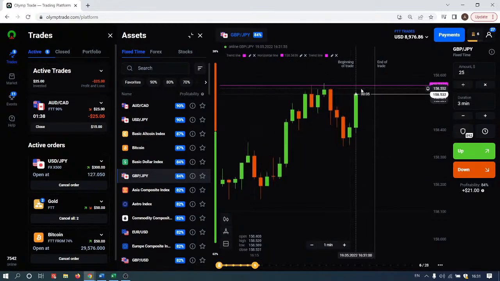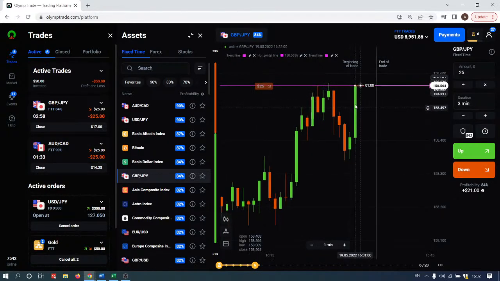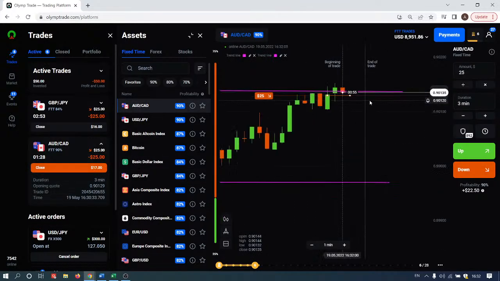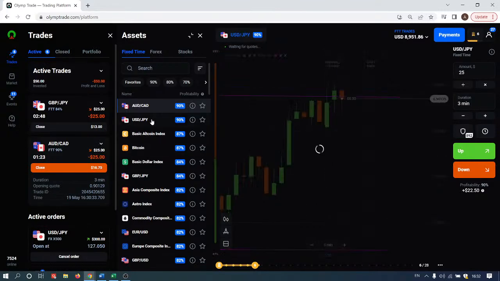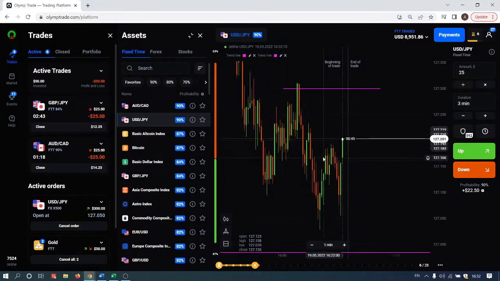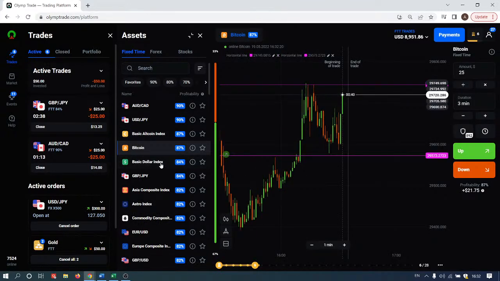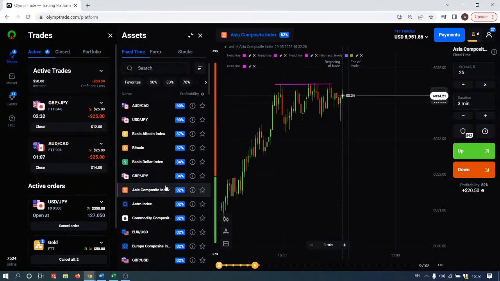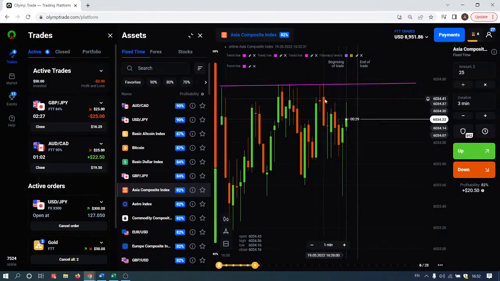And on the GBPJPY, we can see that yes, here is this level of resistance, so we can open a trade in the downwards direction, in the opposite direction from the trend. And so this trade opened, AUDCAD, and we have 1.3 minutes to go. And wow, Asia Composite Index, 1, 2, 3.